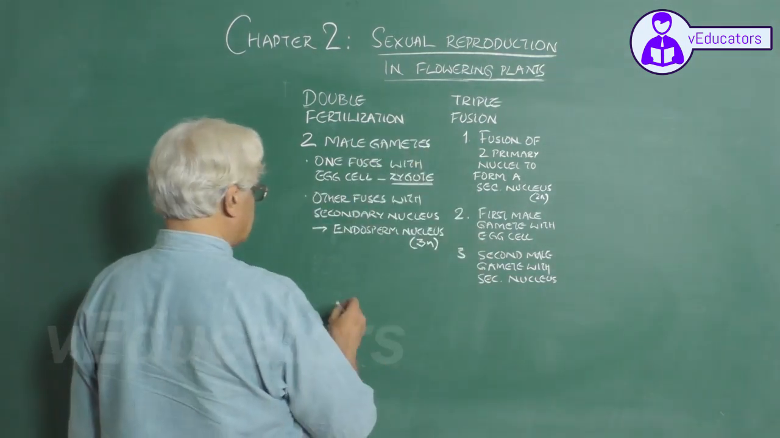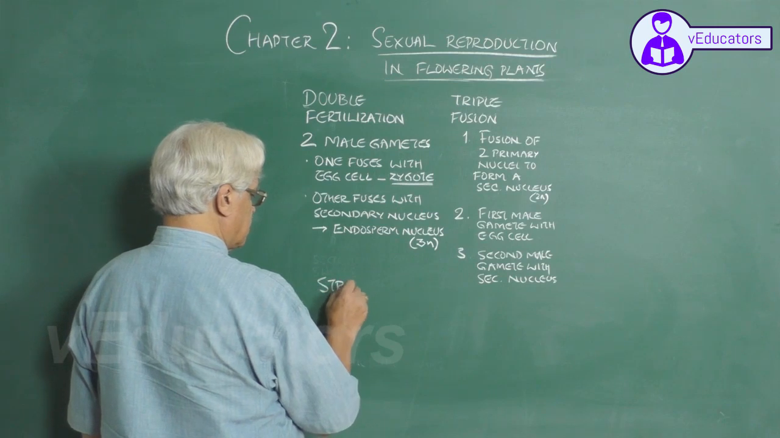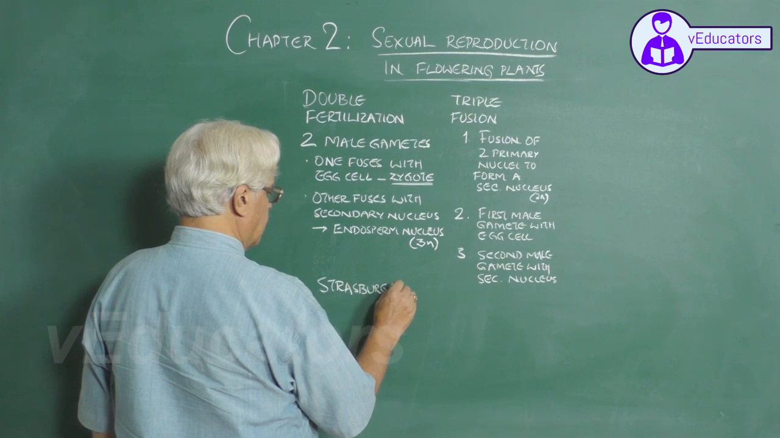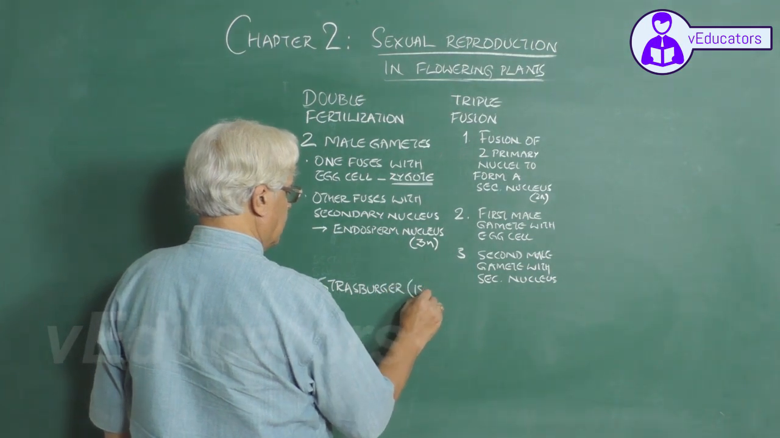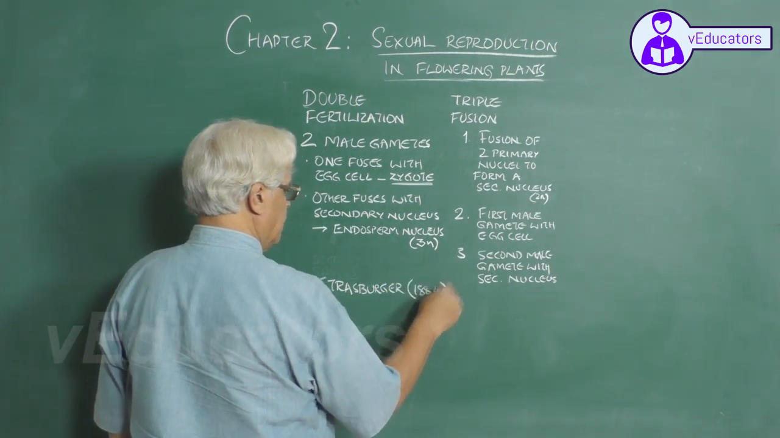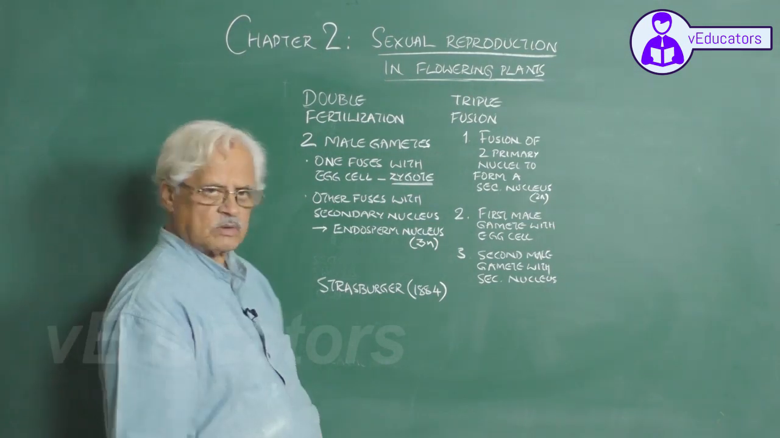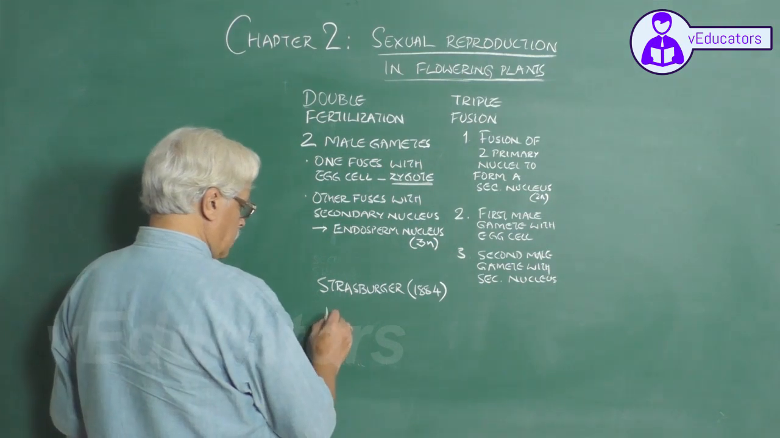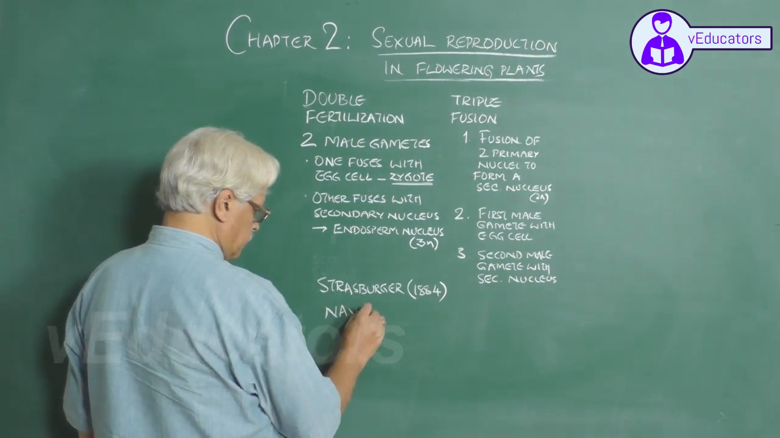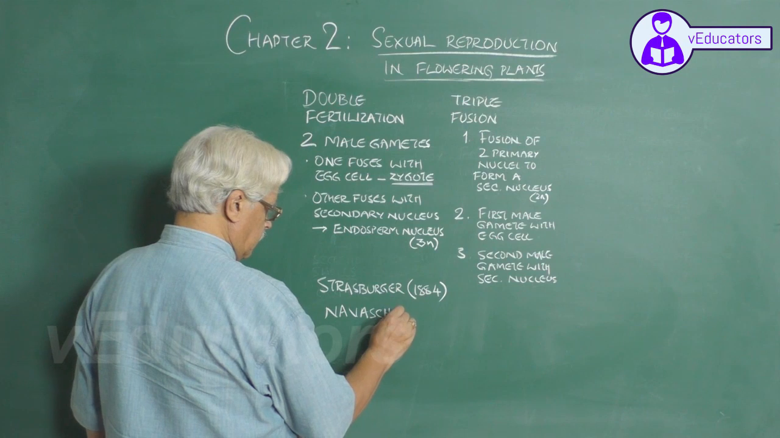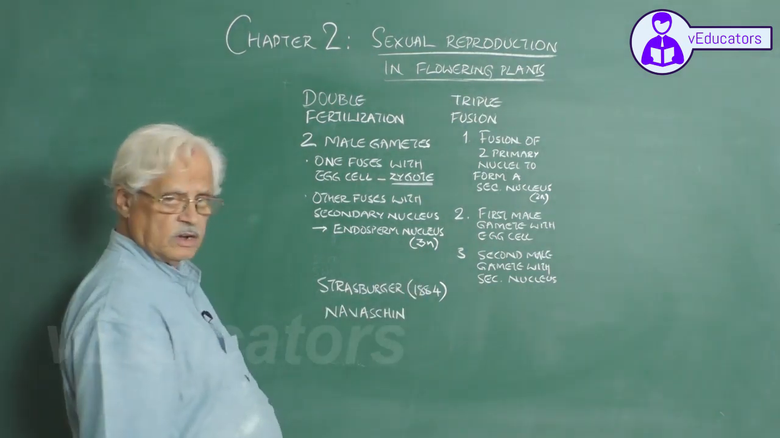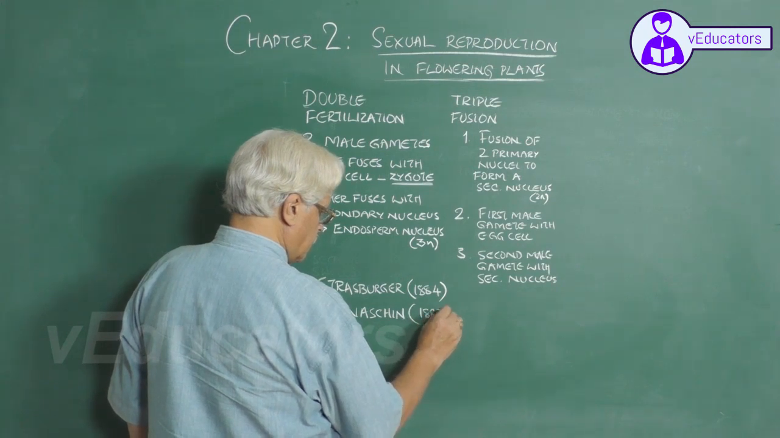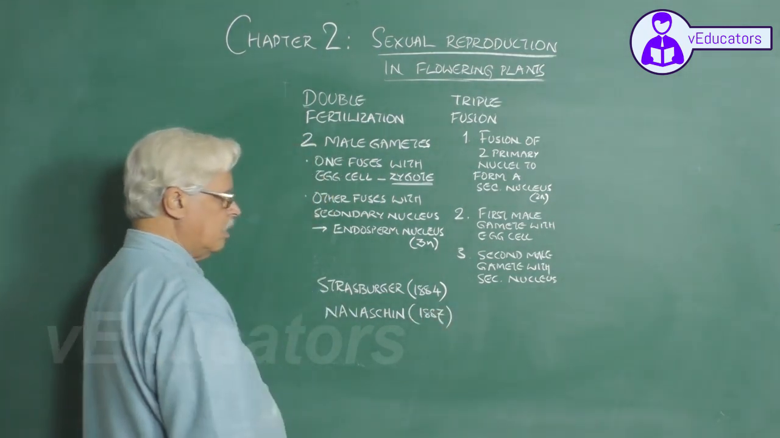This entire process was first described by a biologist by name Strasburger in 1884, and triple fusion in particular was first discovered and described by Navaschin in 1887.